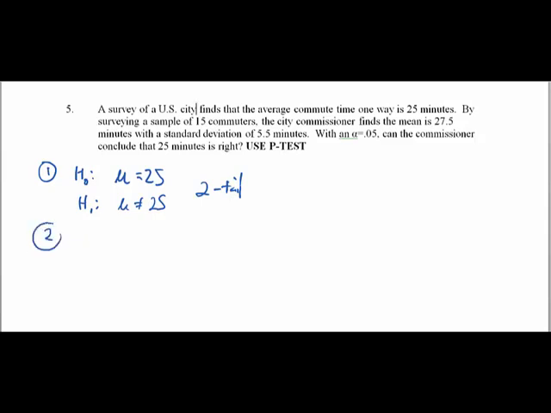So we're going to note that in step two, this happens to be a t-test. And the reason why that's important is because we have less than 30 on our sample size, and we're going to default that to the t-table. So we're going to subtract the 27.5, because that was our x bar, minus our mu, which is 25, divided by our standard deviation, which is 5.5, divided by the square root of the sample size, which is 15. If we compute that, we get 1.760.